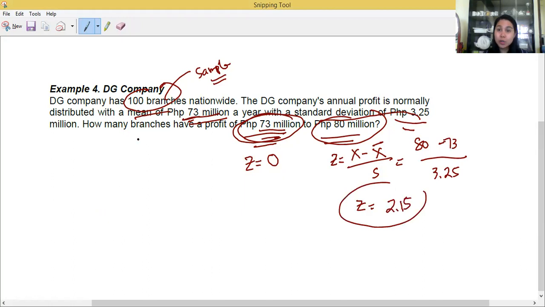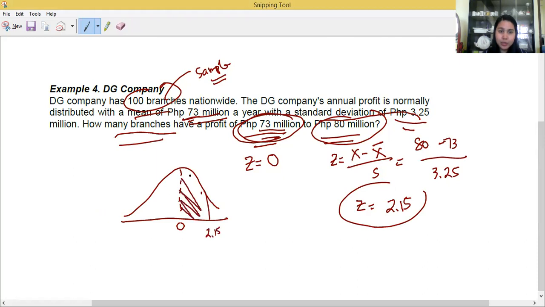Now, what's the question again? How many branches? If we draw our normal curve, it looks like this one. From 0 to 2.15. We're looking for the area of this one, from 0 to 2.15. Now you get your z table and let's solve for it. The area is 0.4838.